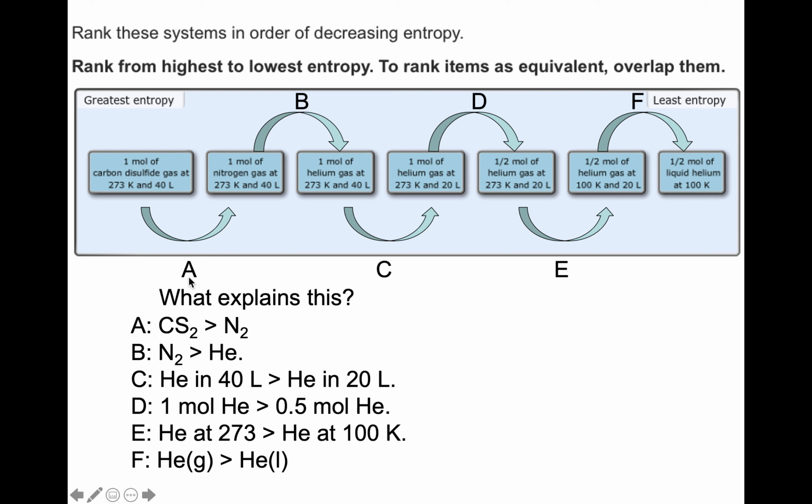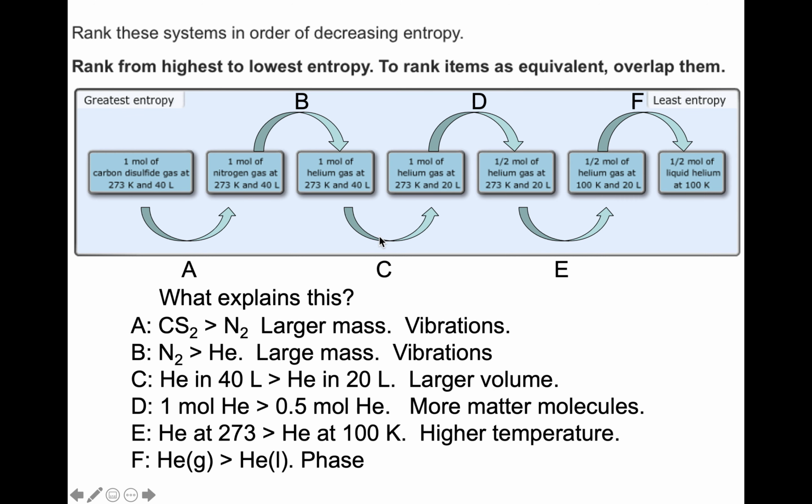What explains part A? Why 1 mole of carbon disulfide at 273 and 40 liters would have a higher entropy than 1 mole of nitrogen gas at 273 and 40. What explains B? What explains C? And we work through those. The idea that within the first one here, we'd explain in terms of larger mass. We also have a more complex molecule that could lead to greater vibrations. And you can see the rationale for all of the other ones. So in this case, I give you the data and I'm asking for the explanation why.